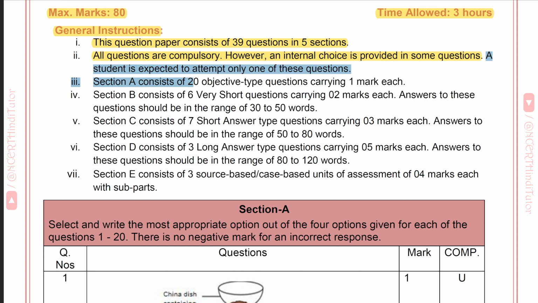Section A consists of 20 objective type questions carrying 1 mark each. Section B consists of 6 very short questions carrying 2 marks each. Answer to these questions should be in the range of 30 to 50 words.